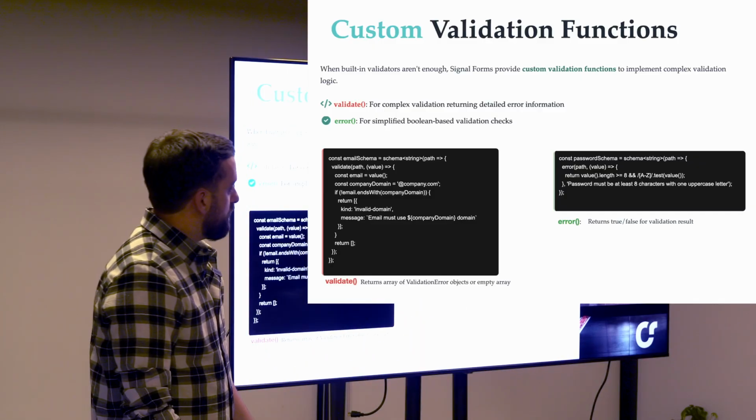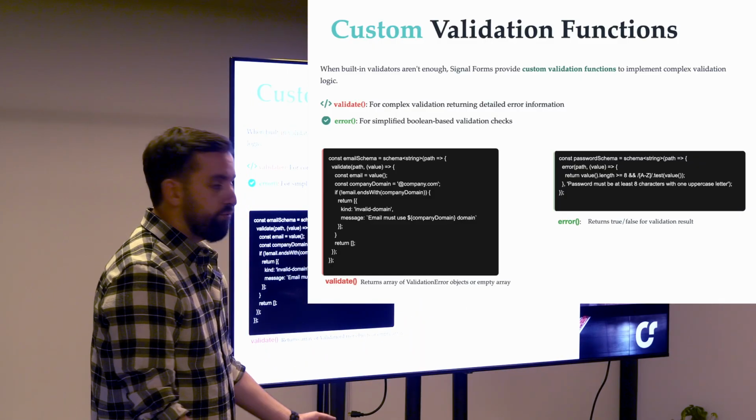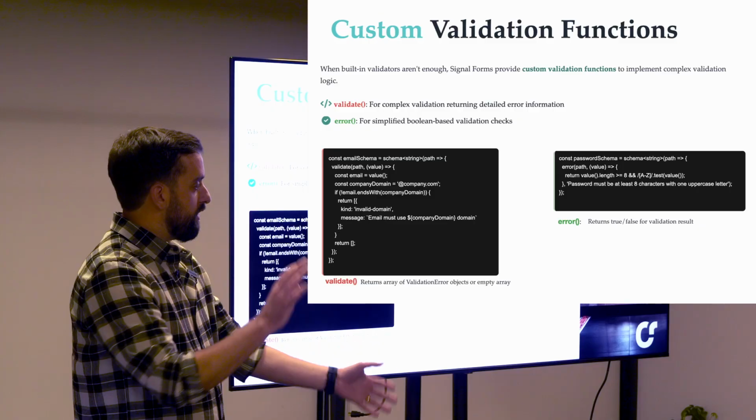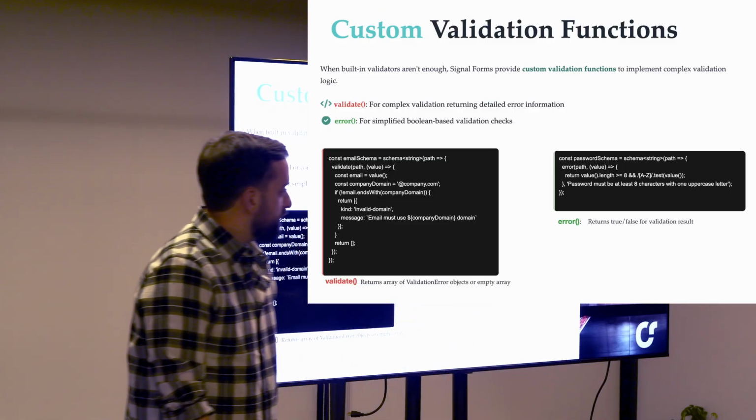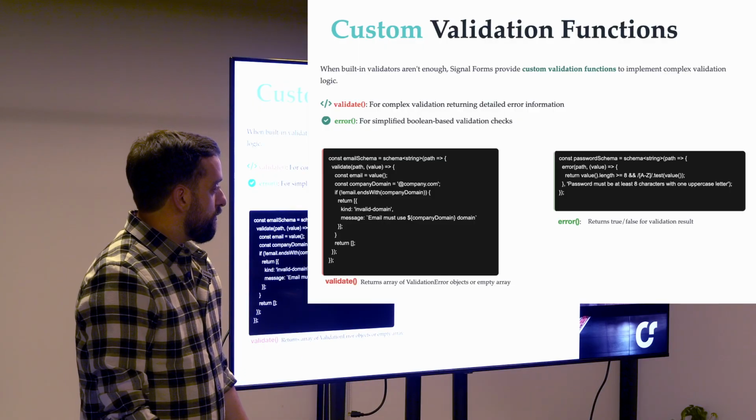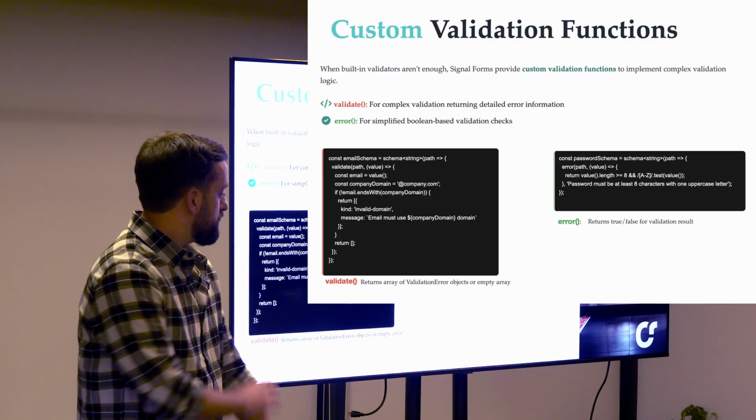We can see here in this second example, this returns a Boolean, a simple true or false. So if it fails, we can just return, for example, password must be at least 8 characters and containing certain characters. Otherwise, it will pass and the validation will succeed.